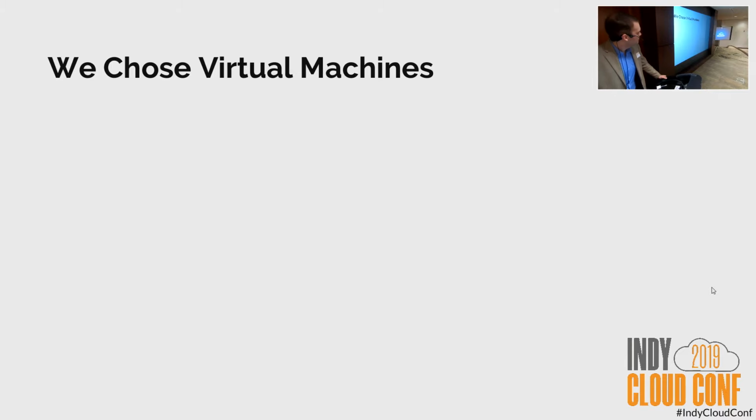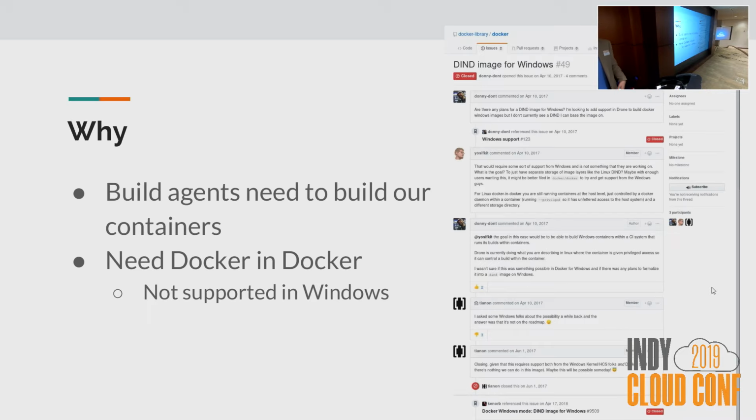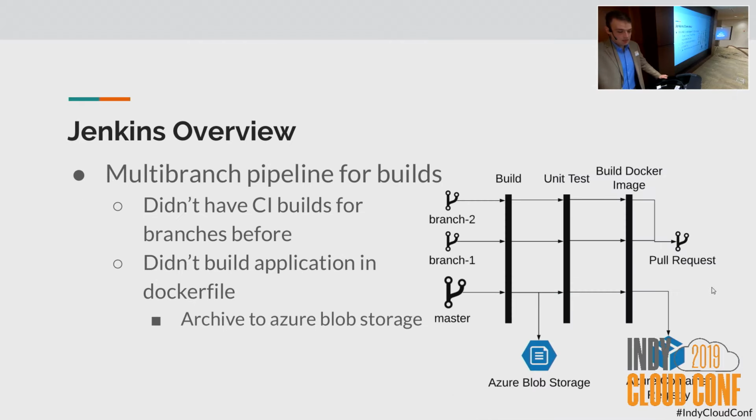We chose virtual machines? That doesn't make sense. Why is that? The build agents needed to build Windows Docker containers, and you need Docker and Docker support to do so. Here's a nice image of the PR that we found with the Docker library, where they said, we talked to the Windows team, they're not going to support it, we have no way forward. So it wasn't possible. We could have done some magic with the Docker socket, but that's kind of frowned upon, and we wanted to just do things the right way. So anyway, we had picked virtual machine build agents instead of containers because we were forced to.